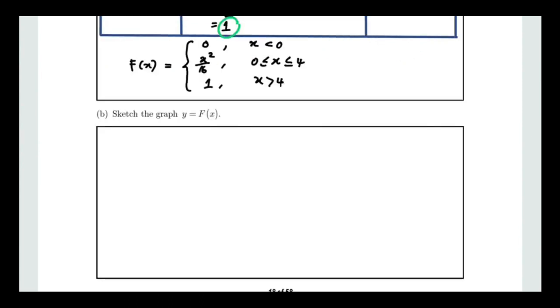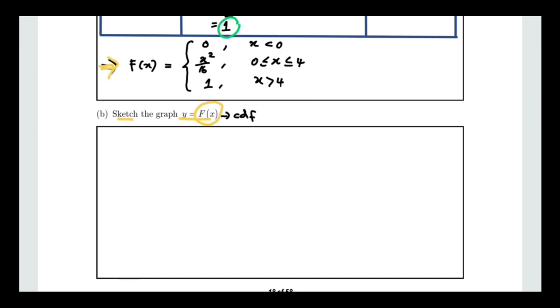Then we are going to proceed with the second part, which is B. The question asks to sketch the graph of y equals capital F. So you must be careful with the notation here. The question asks to sketch the graph for the CDF. This is the CDF, not the PDF. The notation here is referring to the CDF. So it means that we are going to sketch this graph.